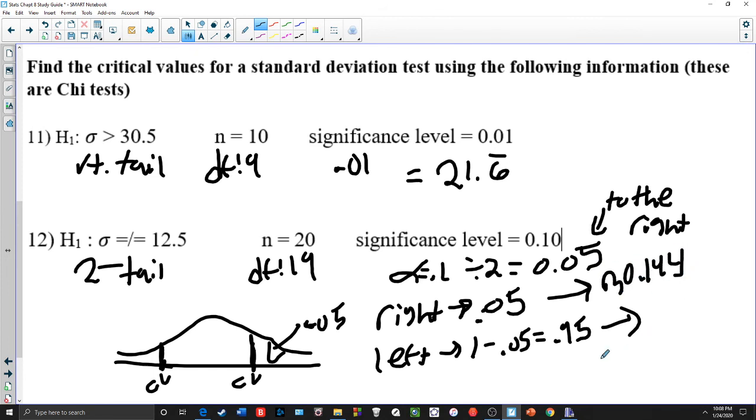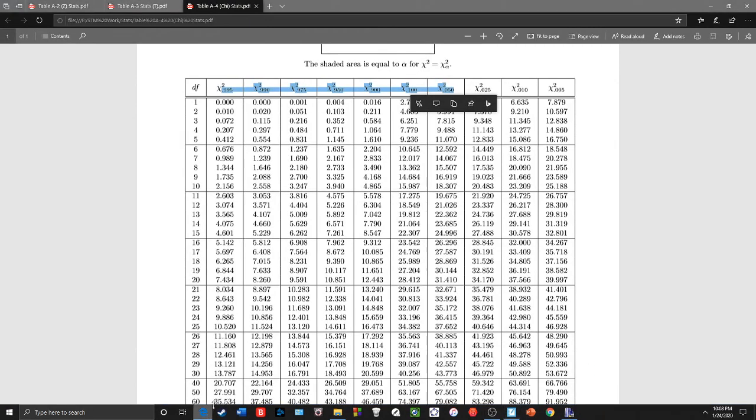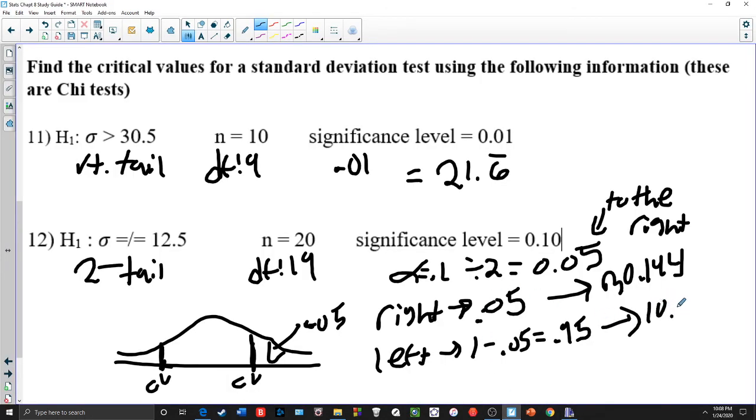30.144. For my left tail test, I'm going to look for 0.95 on the top. So 0.95 would be about, that's 0.995, 0.990, 0.975, right there, 0.950. 19 degrees of freedom is there. We'll figure out where they cross. We get 10.117. So 0.950, 19 degrees of freedom, 10.117. So 10.117 would be my other critical value.